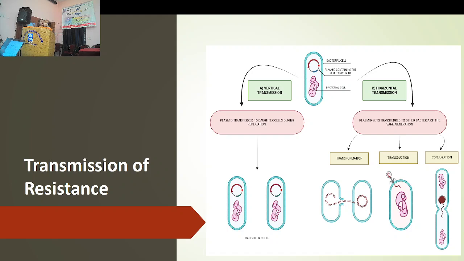What is happening in the horizontal transfer? In the horizontal transfer, one bacterium which has a plasmid with this resistance gene transfers it to the next bacterium via transformation, transduction by a bacteriophage, or conjugation. So this is known as horizontal transfer. It is transferring to its neighbors, not the daughter. You understood? So there are two types of transmission by which the resistance is conferred. One is the vertical transmission, the second is the horizontal transmission.